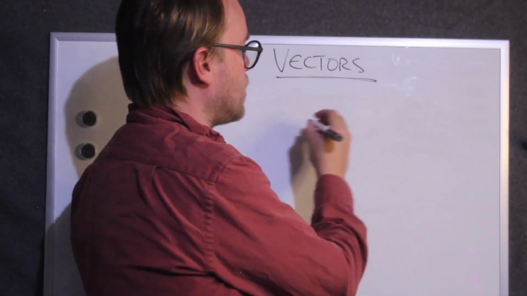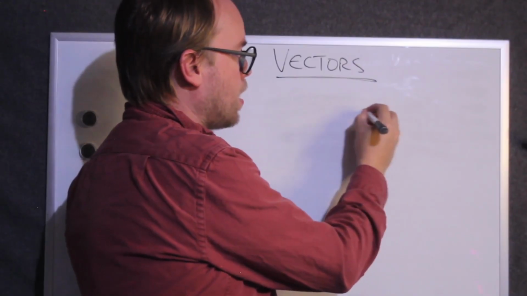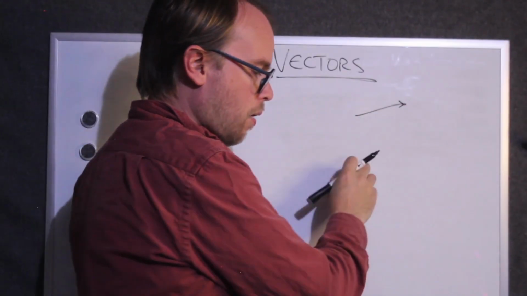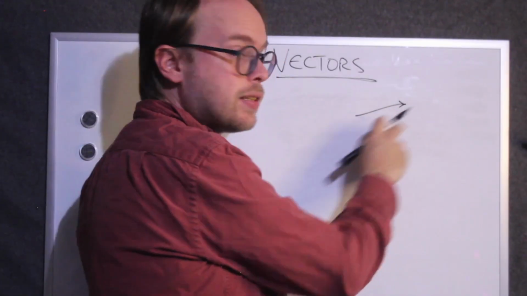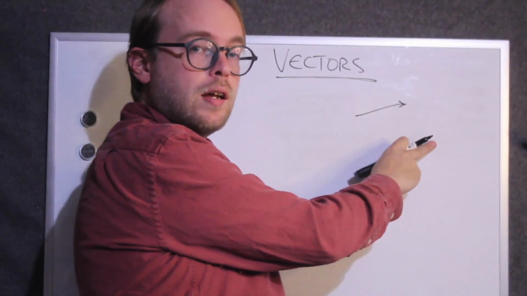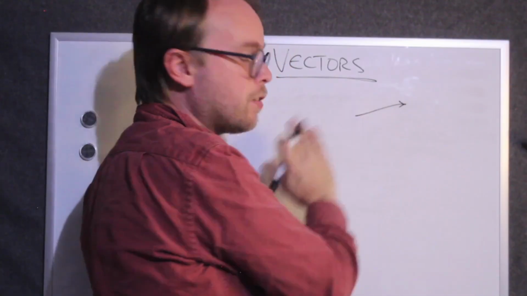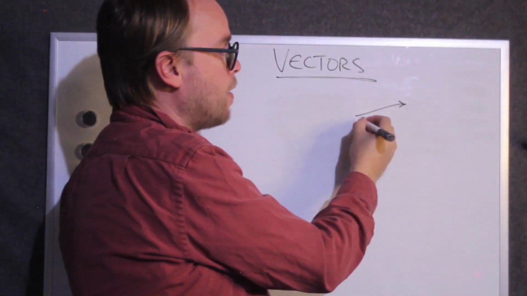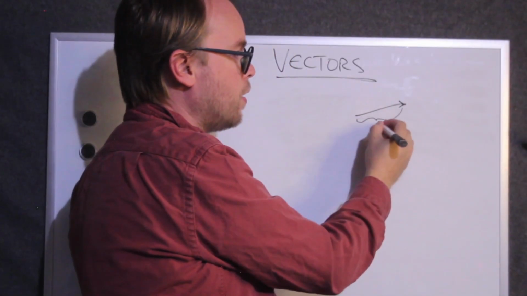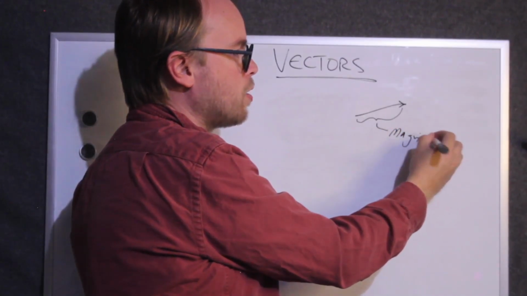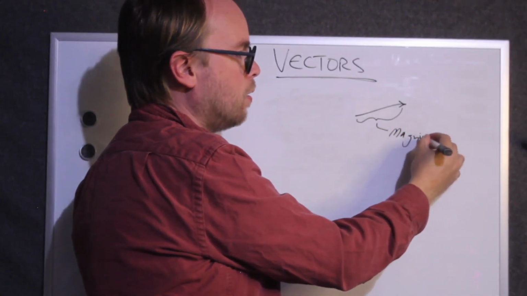So the graphical representation is a line segment with a direction. The line segment points in the direction that the vector is pointing, and the length of it is proportional to the magnitude of the vector.